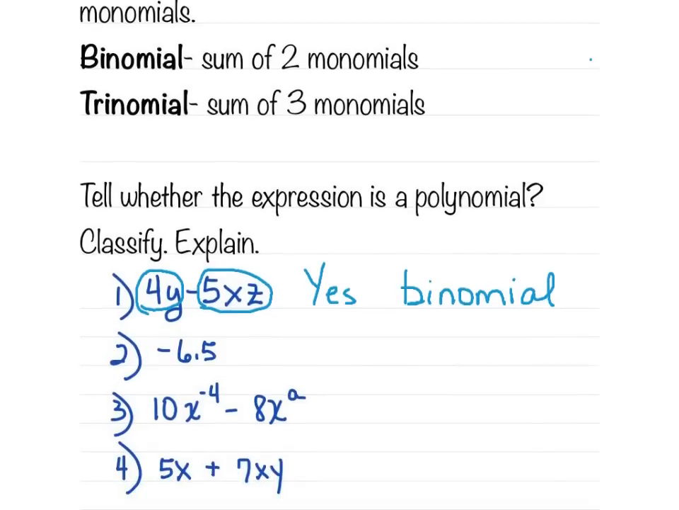Number 2, negative 6.5. Negative 6.5 is a constant, and if you recall in a previous lesson, we learned that a monomial can be a constant, a number without a variable term. So negative 6.5 is a polynomial. And what kind is it? It's a monomial, because it's one term.